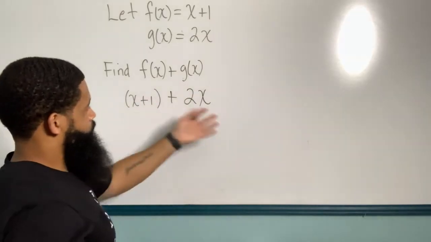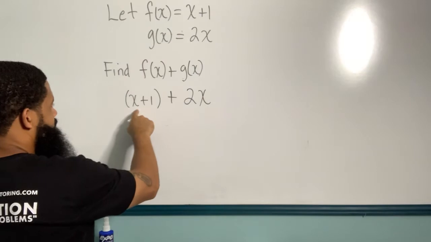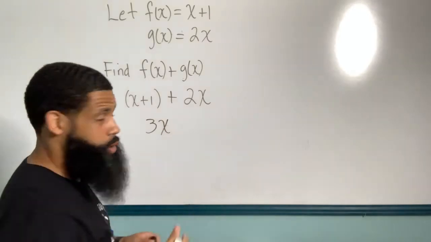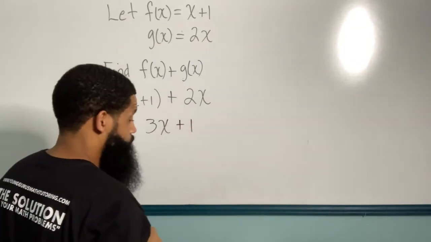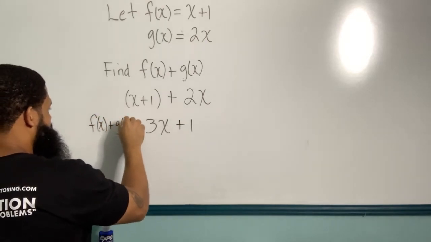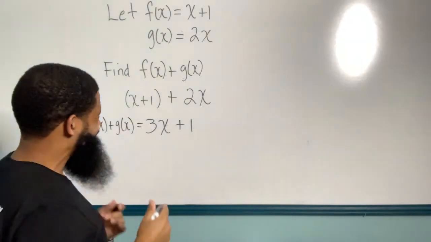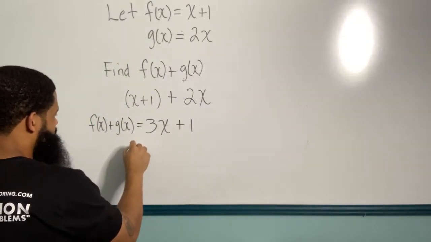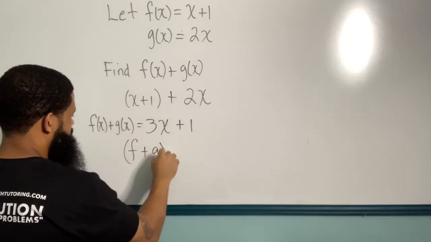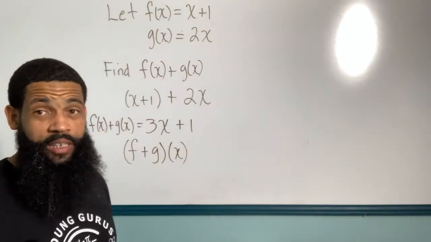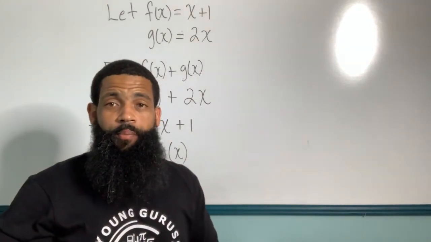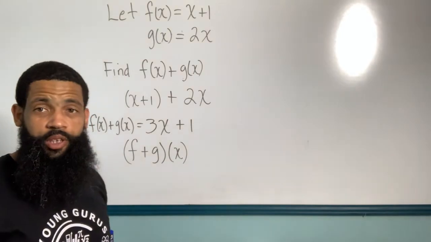Now I'm just going to combine like terms. So x plus 2x is going to give me 3x. Those are the like terms. There's no like term with this 1, so I can just say 3x plus 1. So f of x plus g of x is equal to 3x plus 1. Now, another way you may see it is f plus g of x. There are different ways that they write this depending on what textbook or platform you're working with. But this is f of x plus g of x.